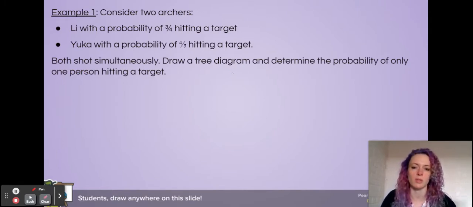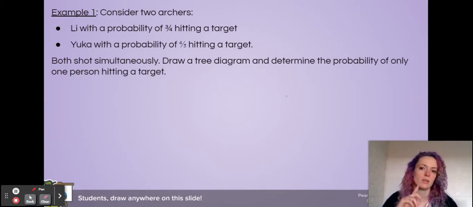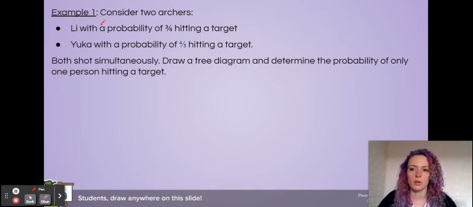So very similar to the coin flipping, we're looking for only one person to hit, and therefore the other person would have to miss. So I'm first going to draw a diagram for Lee. So Lee is going to come up first. Lee has two options. They either hit, I'm just going to say H, or they miss.